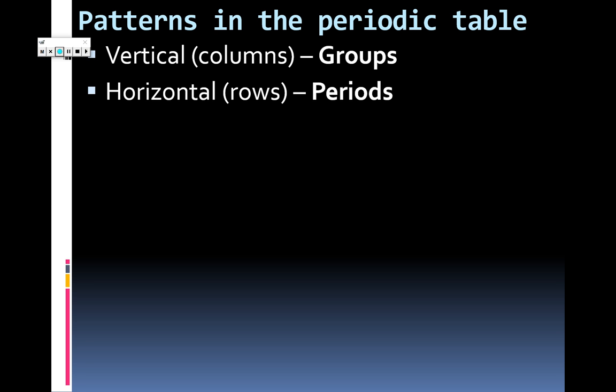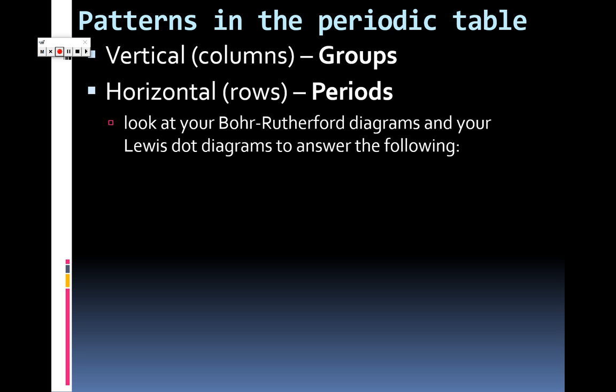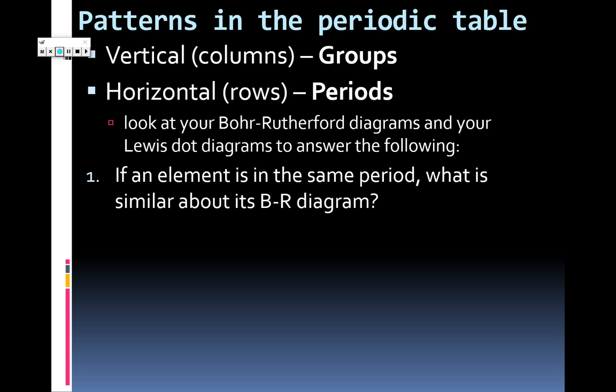So there are two basic patterns. If you look at your Bohr-Rutherford diagrams, if the elements are in the same row, then in a Bohr-Rutherford diagram, they have the same number of shells or orbits or energy levels. All of those things mean the same thing. You can write orbits, you can write shells, you can write energy levels, whatever you like better. So that is a shortcut or a way to check your answer. Period 1 or row 1 should have 1 shell. Period 2 or row 2 should have 2, etc.